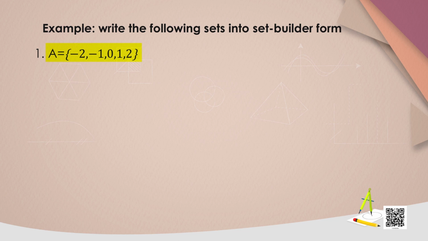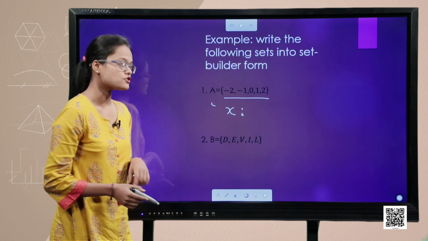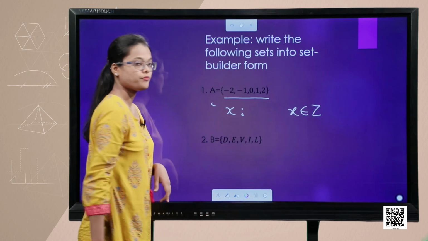Remember the points to represent a set into a set builder form. What do we have to write? First, we have to represent the elements by a symbol. So, let us represent it by a symbol x, then colon, then the property. You may see that these elements are integers. So, x belongs to integers.